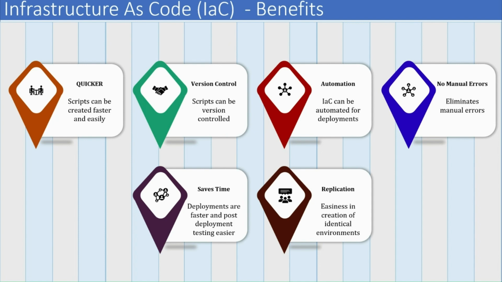Third one is automation. IaC can automate the deployment process, reducing the time it takes to provision resources and speeding up the development activity. Fourth one is no manual errors. It eliminates manual errors and ensures consistency in the deployment of the infrastructure, which improves the reliability of the deployment. And the fifth one is it saves time. It takes less time for deployment and verification of the deployment.